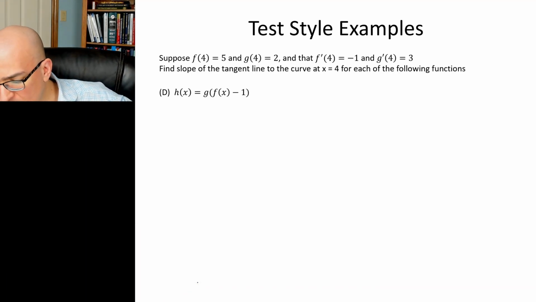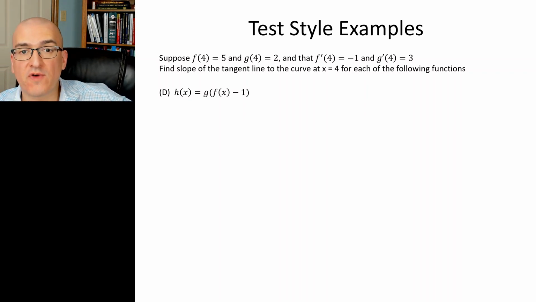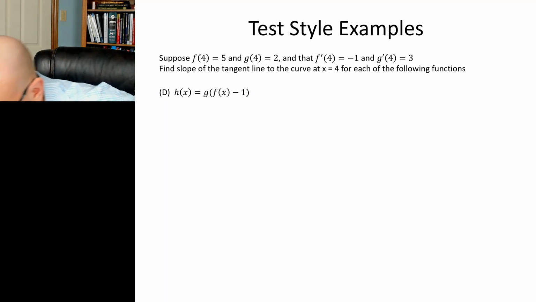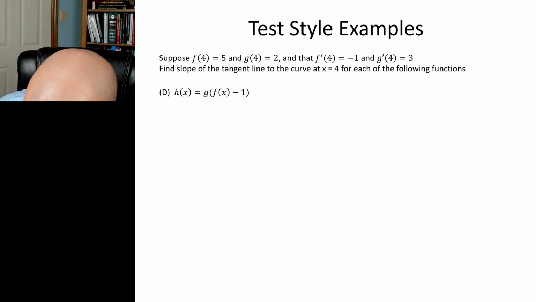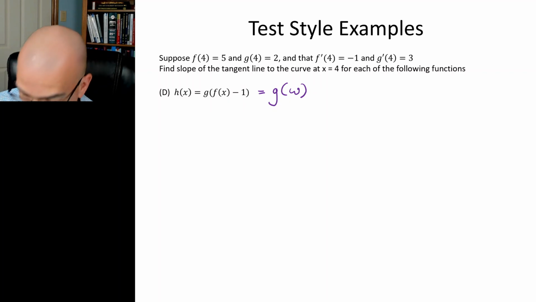Next one is with the same construction, with the same data about f of 4, g of 4, f prime of 4, g prime of 4. Our new function h of x is a chain rule question now. G of f of x minus 1. So my first step is I'm going to replace everything inside the brackets with a w. So this is g of w. This is a chain rule.